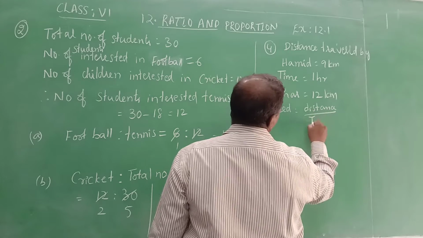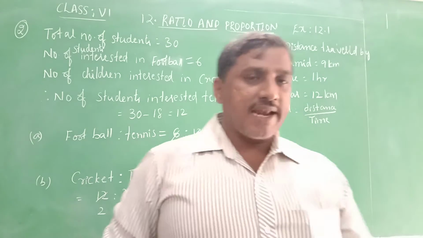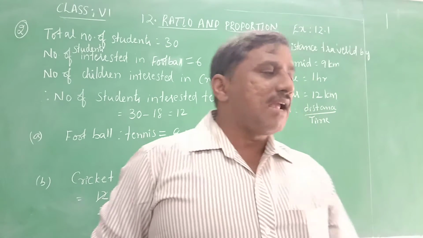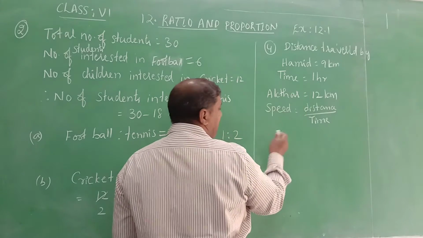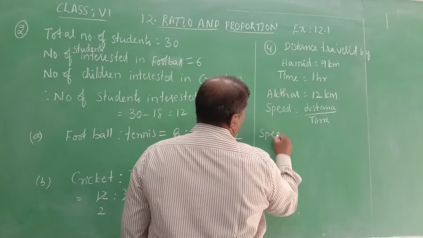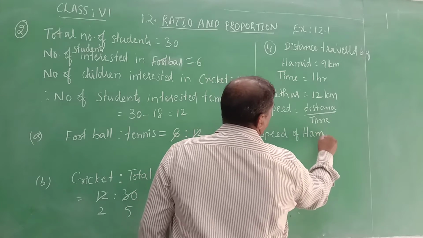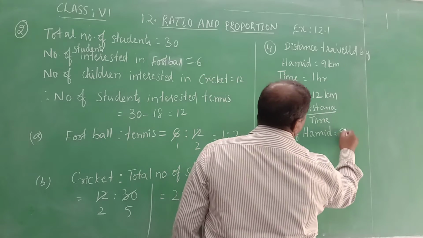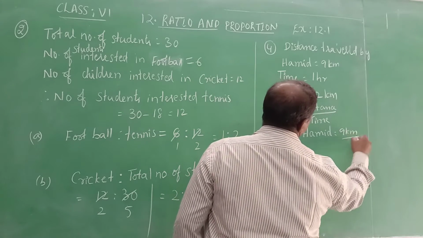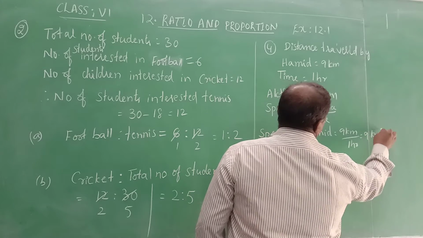Now we have the formula: speed is equal to distance divided by time taken. The distance is given and the time also is given. Find the speed of Akhtar or the speed of Hamid. Speed of Hamid is equal to the distance, 9 kilometers, divided by the time, 1 hour. That is 9 kilometers per hour.